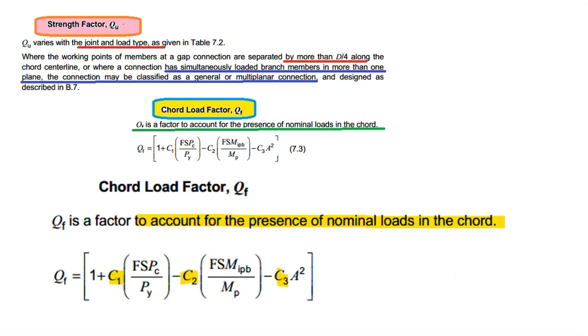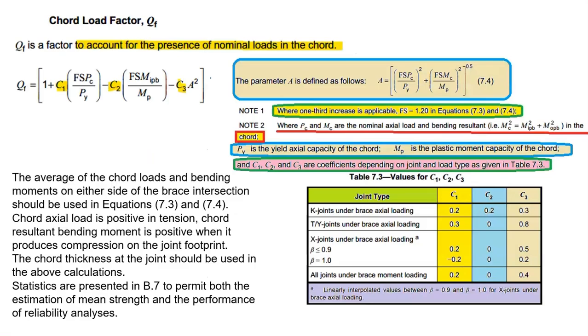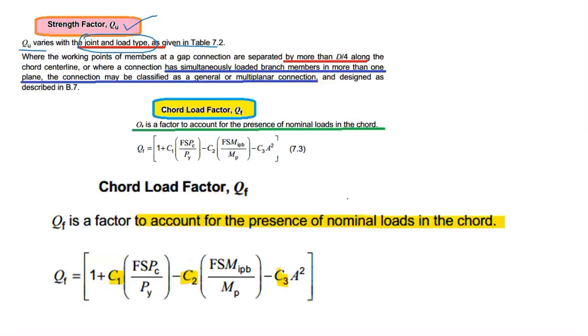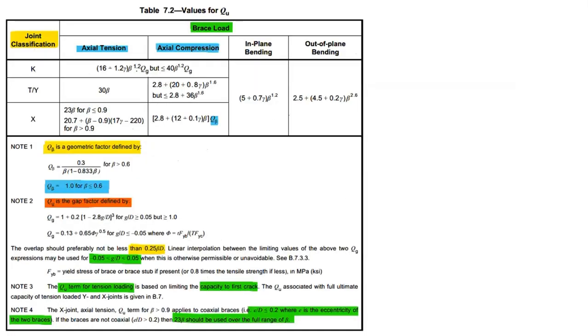And you see, just now we have seen the strength factor QU. QU varies with the joint and load type as given in Table 7.2. If you see here, Table 7.2, this is the QU. QU varies based on the joint type and load type. If it is a K joint, for axial tension or compression, this parameter we have to use. This also has QG and the beta ratio. Beta and all we have seen. QG means the gap factor, which has some empirical value. So we need to define all these parameters. Then we can get the factor for the K joint axial tension.